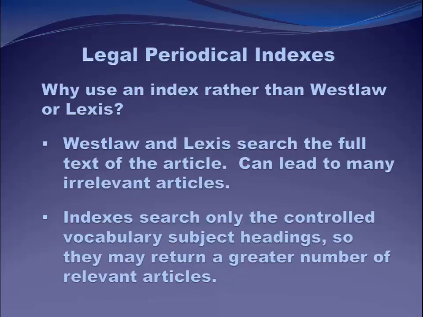Westlaw and Lexis search the full text of the article. It might be something that was spoken about in passing on page 95 of a 105-page article. The indexes are only searching the subject headings or the hashtags, so they're going to return more highly relevant articles. You're always going to get fewer, but they're hopefully going to be more highly relevant. And it does seem to work. I might do both if I were searching, so catch them one way or catch them the other. It's good to know about this though.